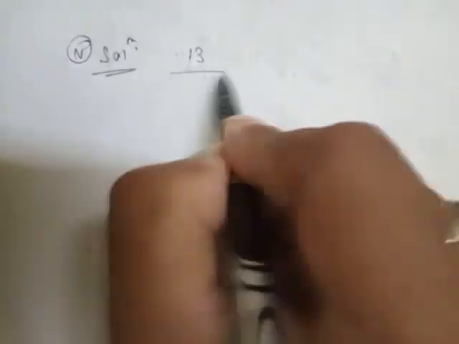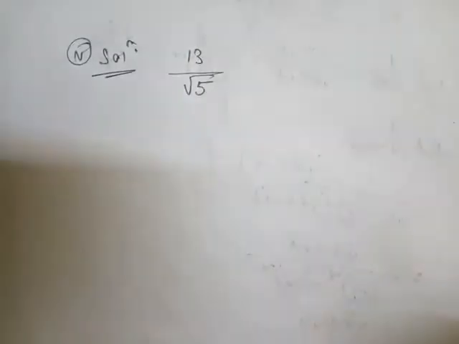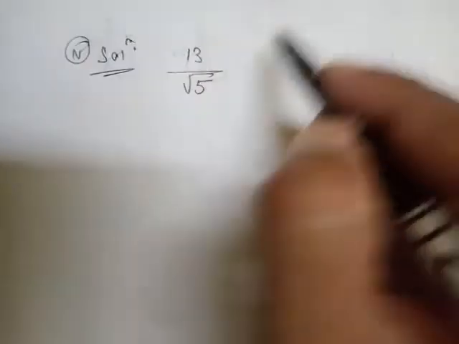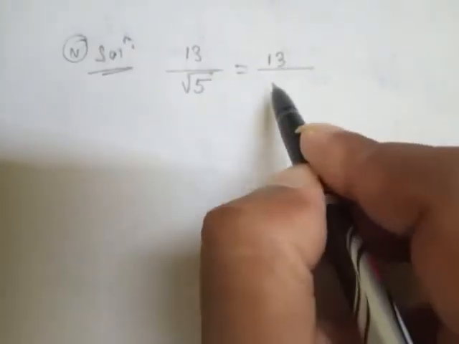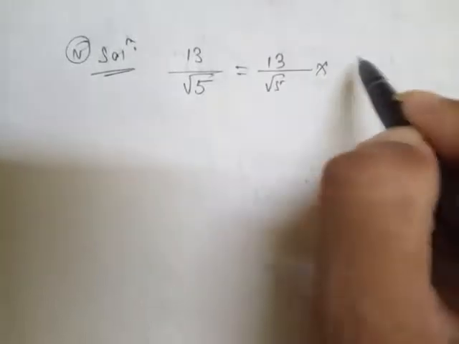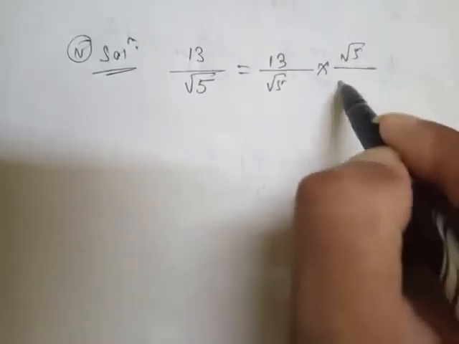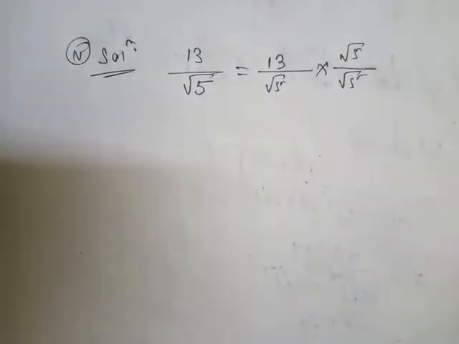Now students, we are going to solve Roman 5 here. Roman 5 solution, and the question is 13 by root 5. So this question is very much similar to the question number 1 by root 7. Simple. Since there is only root 5, root 5 will be multiplied in both the numerator and the denominator, with the same digit, meaning root 5.